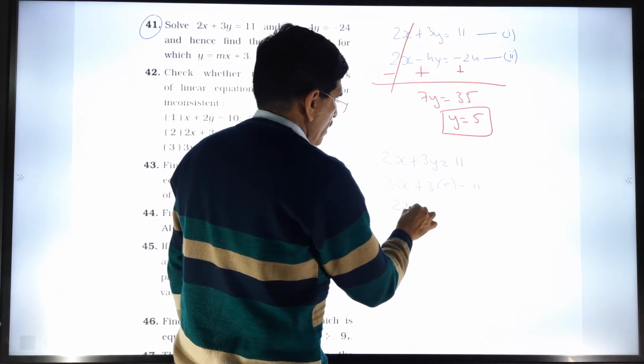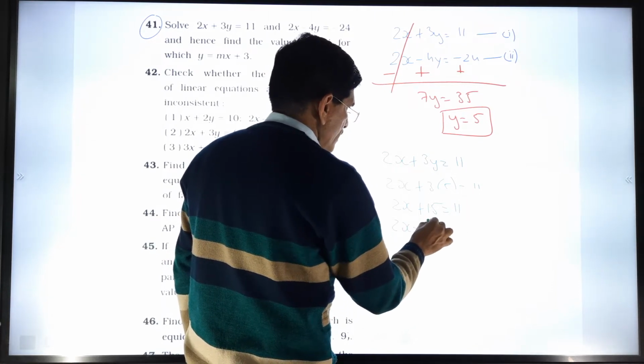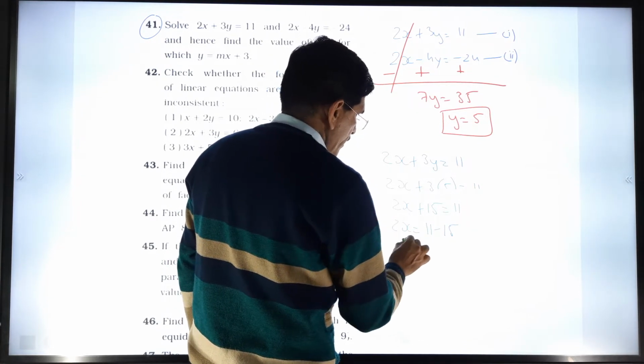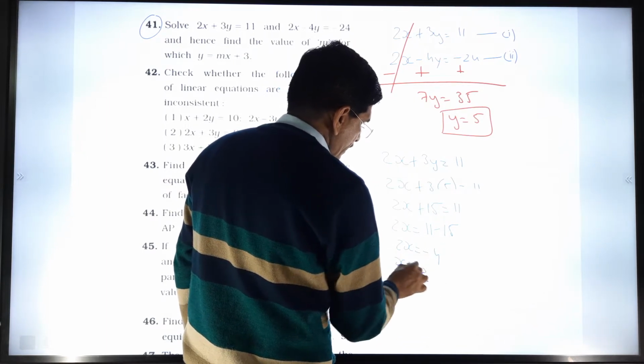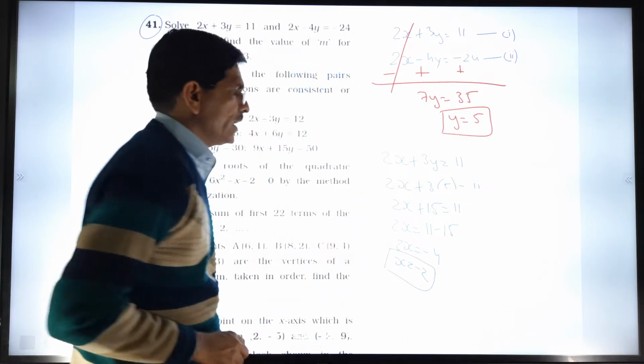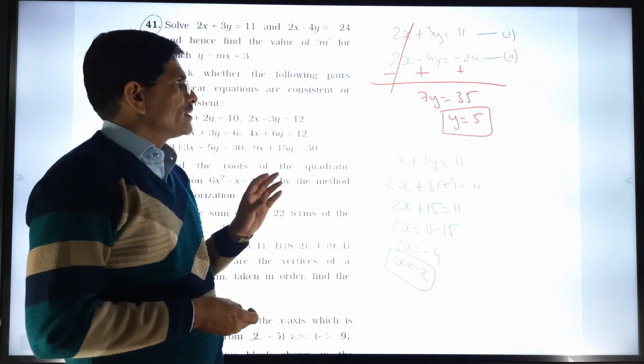So 2x plus 15 is equal to 11. So 2x is equal to 11 minus 15. So 2x is equal to minus 4. x is equal to minus 2. So two values we have got: x equal to minus 2 and y is equal to 5.